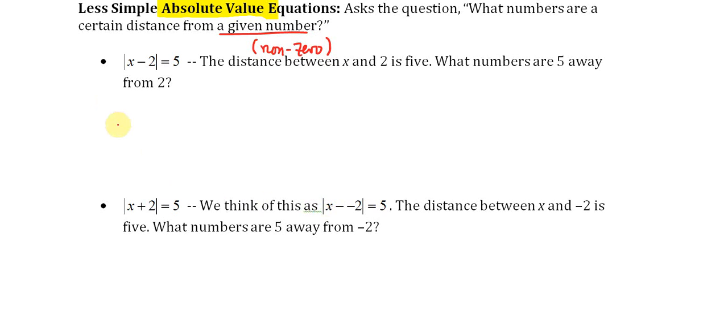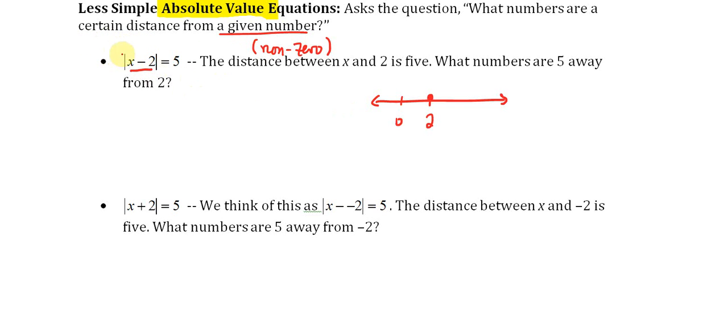So let's look at this one. x minus 2 is equal to 5. So that says the distance between x and 2 is 5. I always find it helpful to look at a number line. So let's say 0 is here, and let's say 2 is right here. And 2 is sort of our focal point. The distance between x and 2 is 5. So this part right here means the distance between 2 and x.